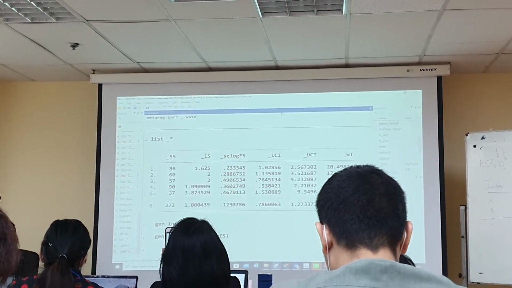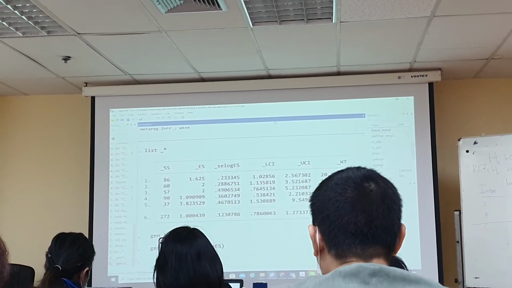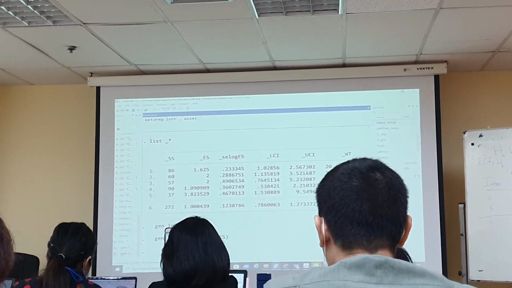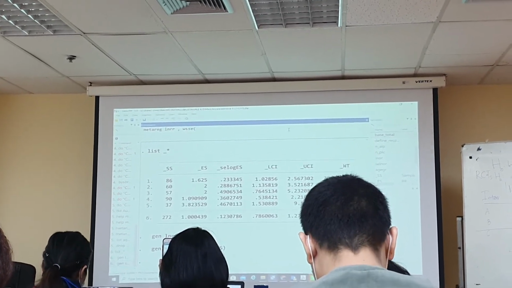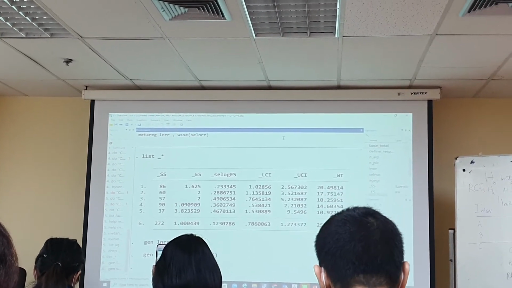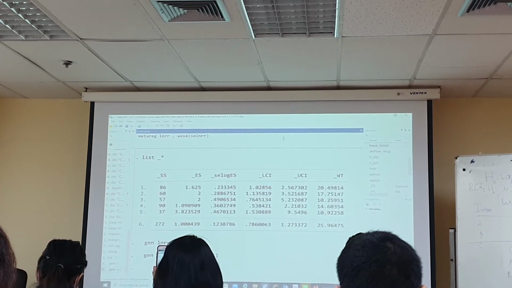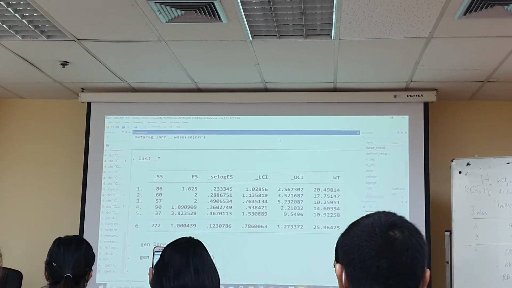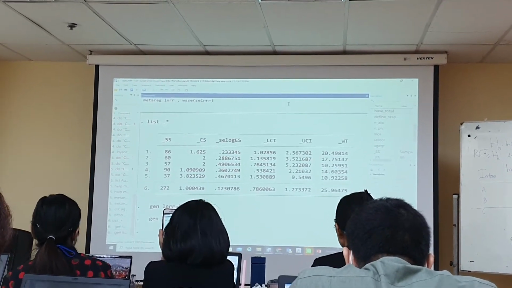Okay? And that is open the bracket, and then click on the variable or you can type straight away SE ln RR and close the bracket. Okay? And then you enter.